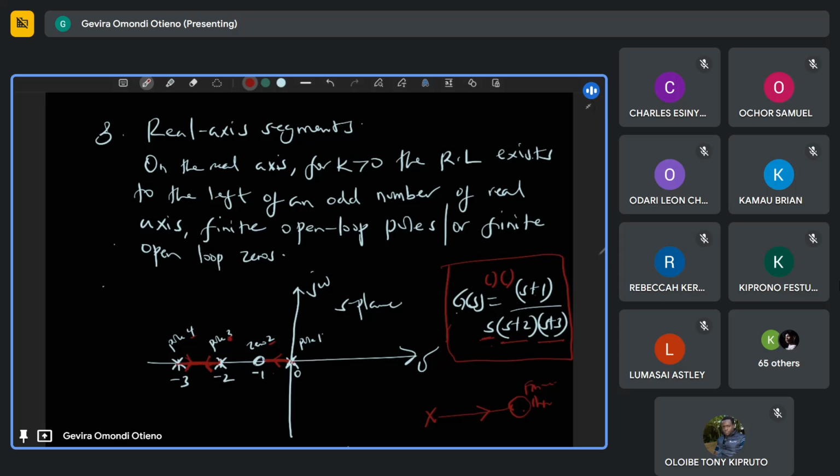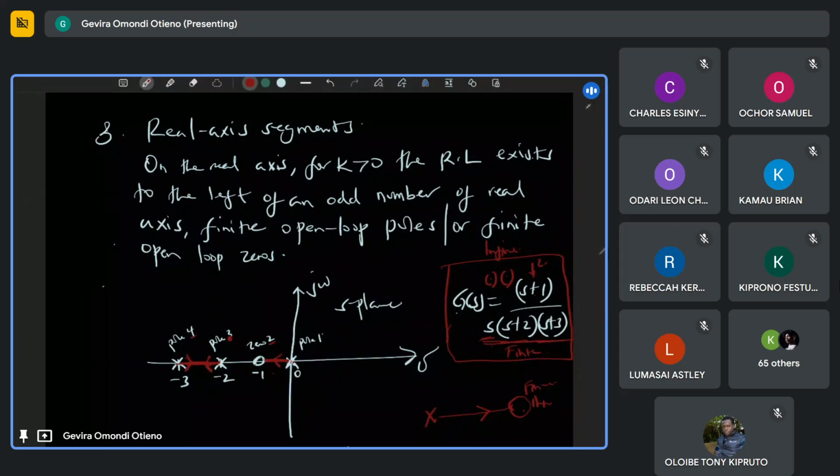The only difference is the 3 poles that we have are finite, but we only have one finite 0. Only one 0 that we can see on the S-plane. The other zeros are infinite. That's why they're not plotted here. They are infinite. That's what we mean.